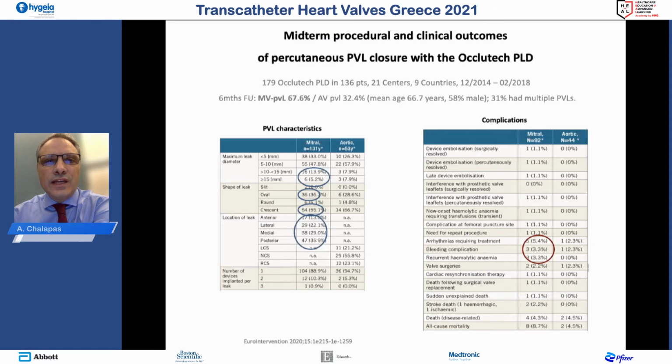This is a very nice publication recently published in EuroIntervention. Almost 200 cases, 70% having to do with defects in the position of the mitral valve, where you can see that the large defects, more than 10 millimeters in maximum diameter, were less than 20%, and those with a maximum diameter of more than 15 were almost 5%.